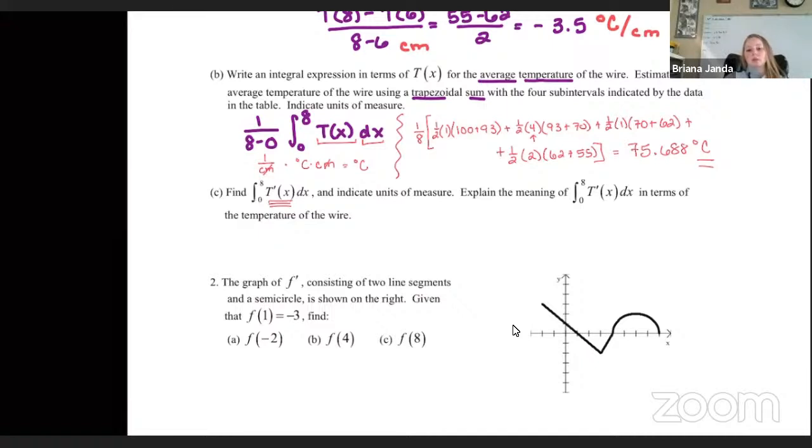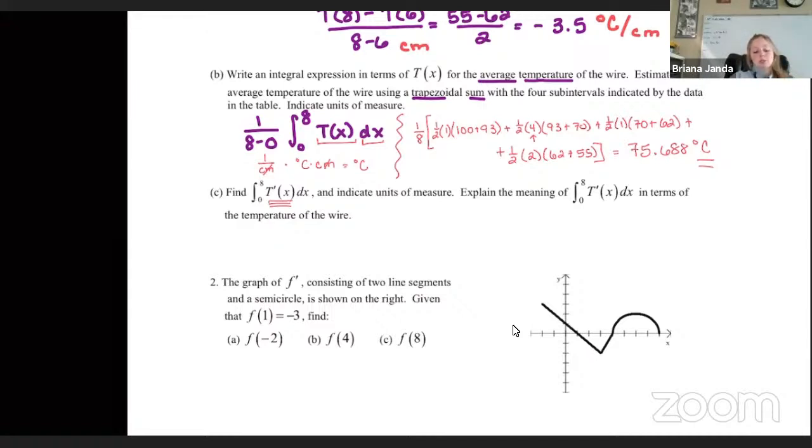Can I do an approximation using rectangles or trapezoids? Typically, if that's the route I'm going to go, they would have told me that like they did above where it said use a trapezoidal sum. But again, I don't know anything about T of X, and so I can't do trapezoidal or rectangular sums or anything.